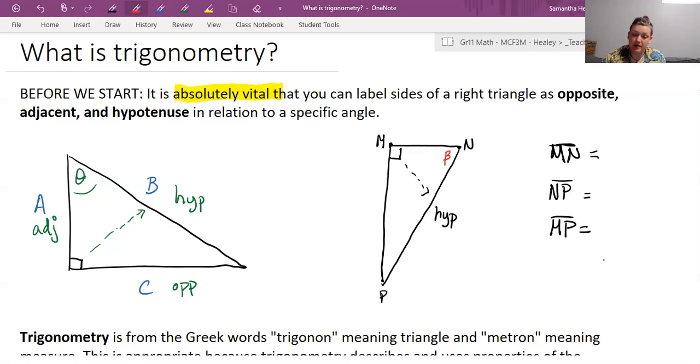So again, you should be able to say, in relation to beta, well, obviously this one you should have gotten right away. I still had it labeled. NP is across from that 90-degree angle, so it's the hypotenuse.